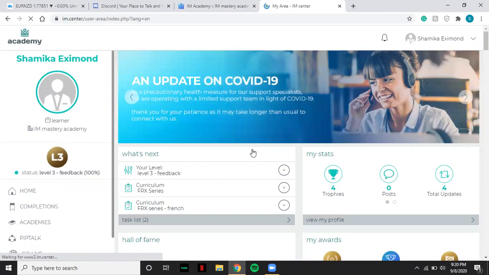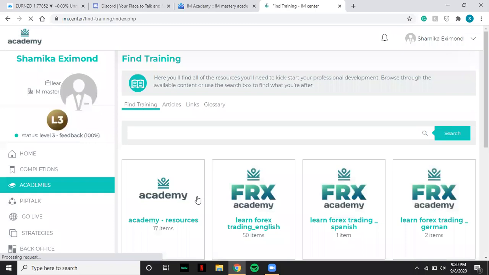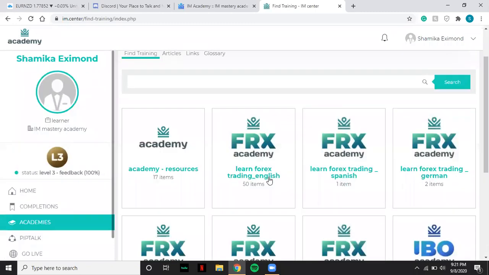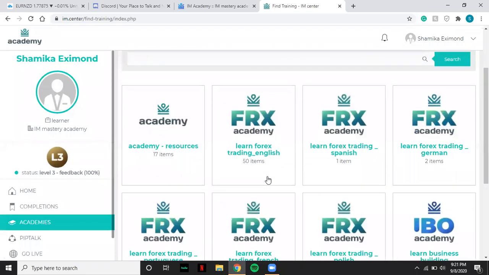So with me, when I first started trading, I went to academies. I went to academies in the platform, and right here it says learn Forex English. If you do speak another language, there's multiple languages that will teach you how to trade if you're not 100% understanding English. So I click English, and this is how it looks like.